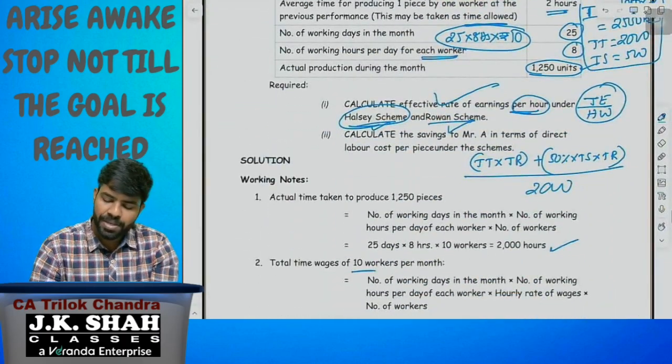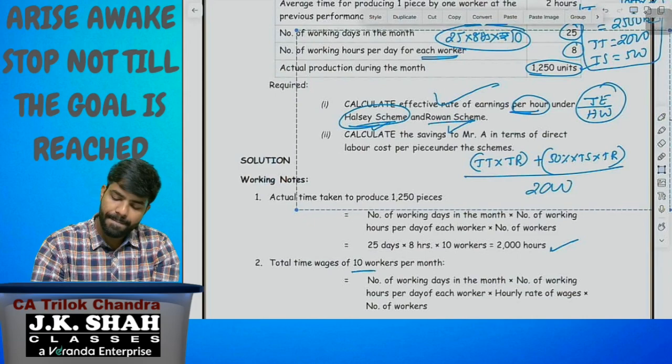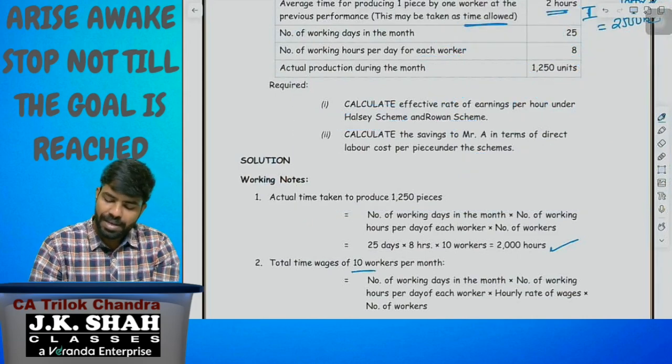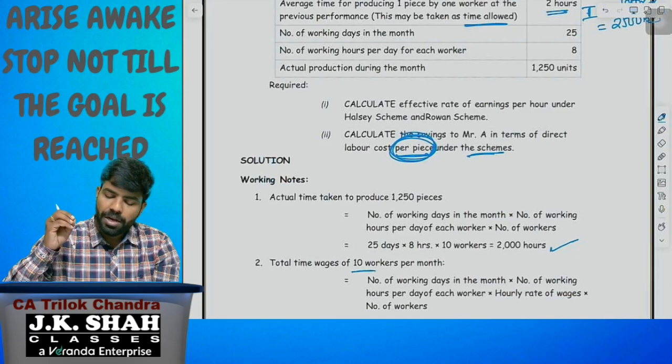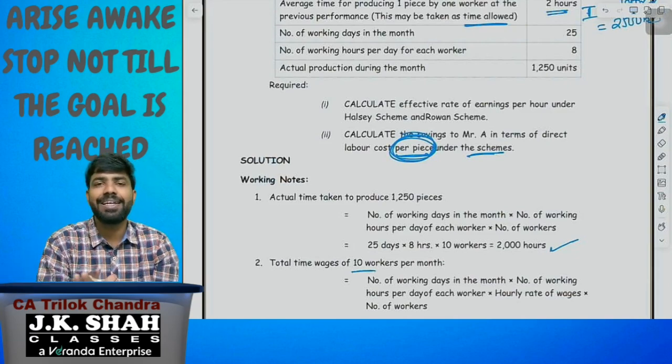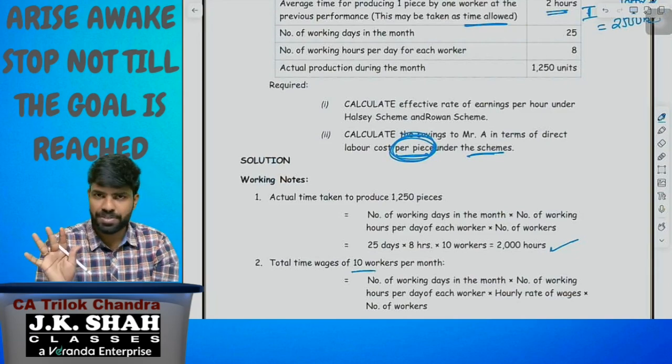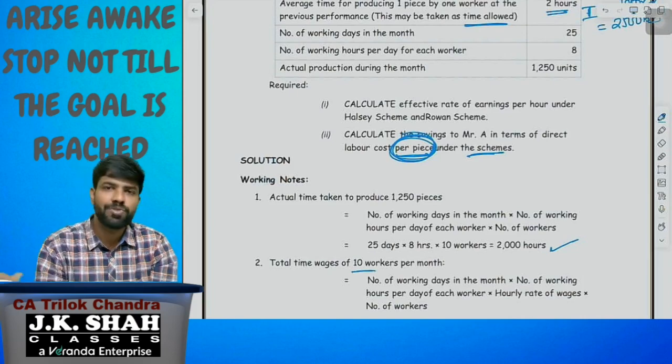Look at the second requirement. Calculate savings to Mr. A in terms of direct labor cost per piece under the schemes. They are asking savings to Mr. A in terms of direct labor cost per piece basis. Presently, he does not have any incentive schemes.